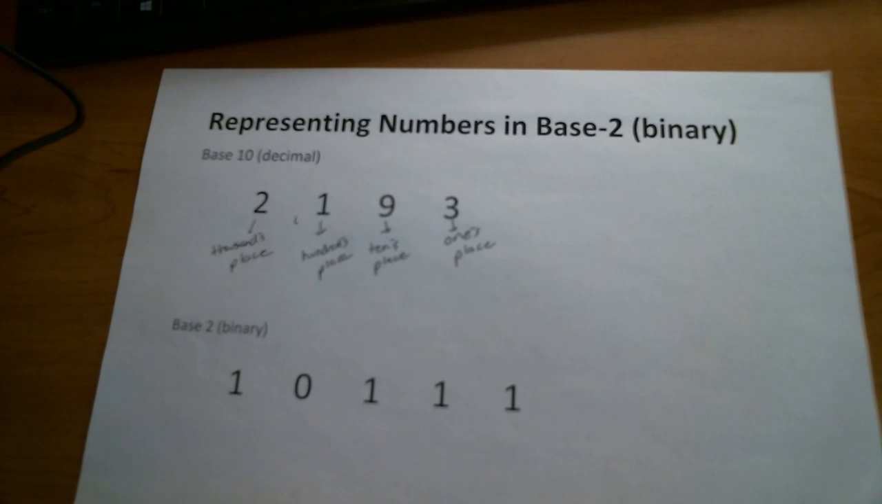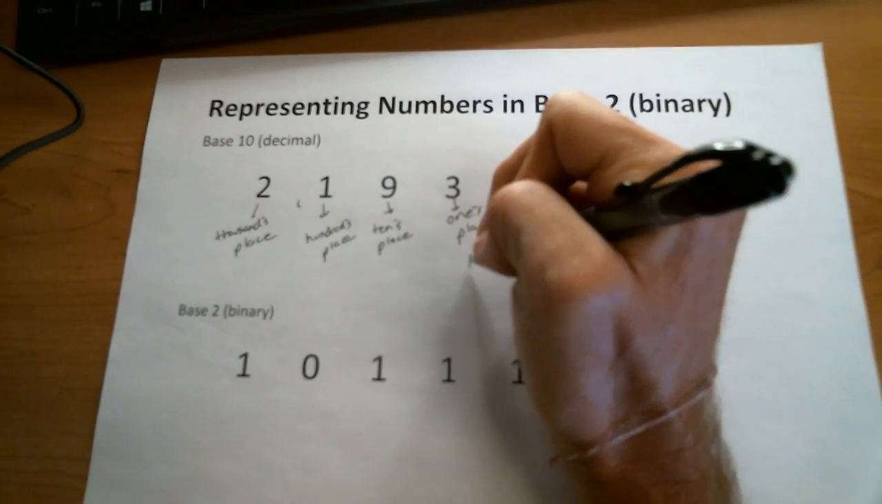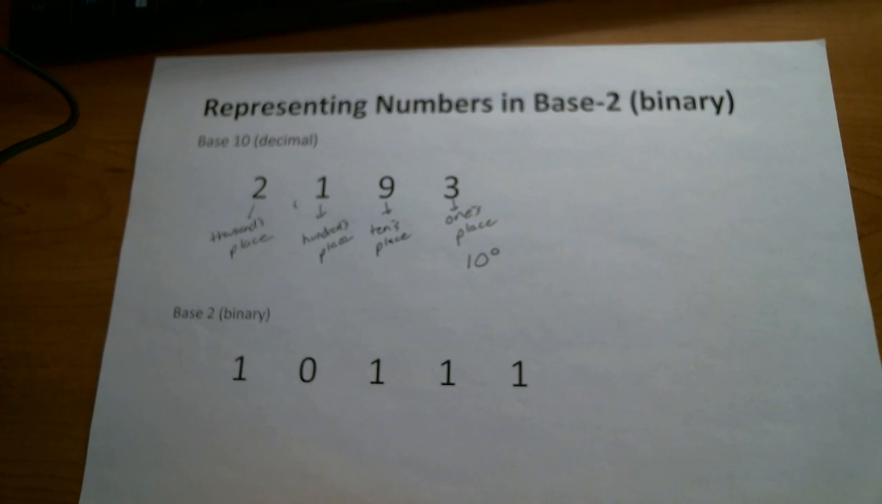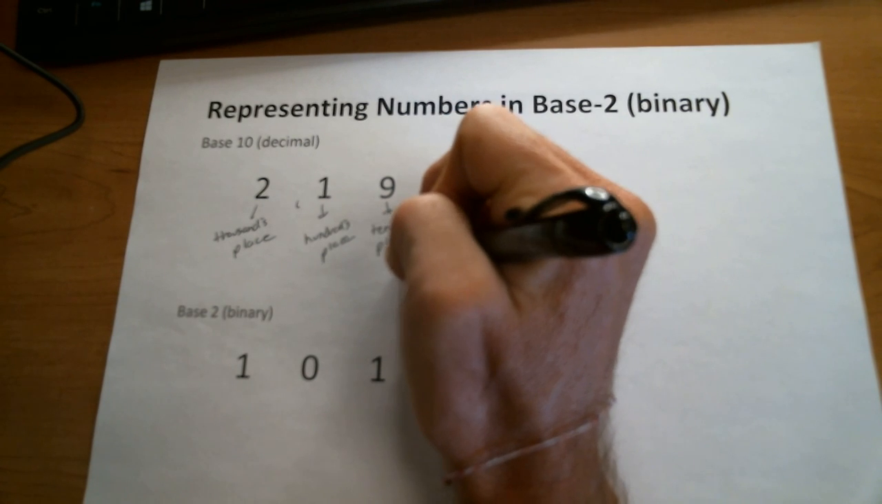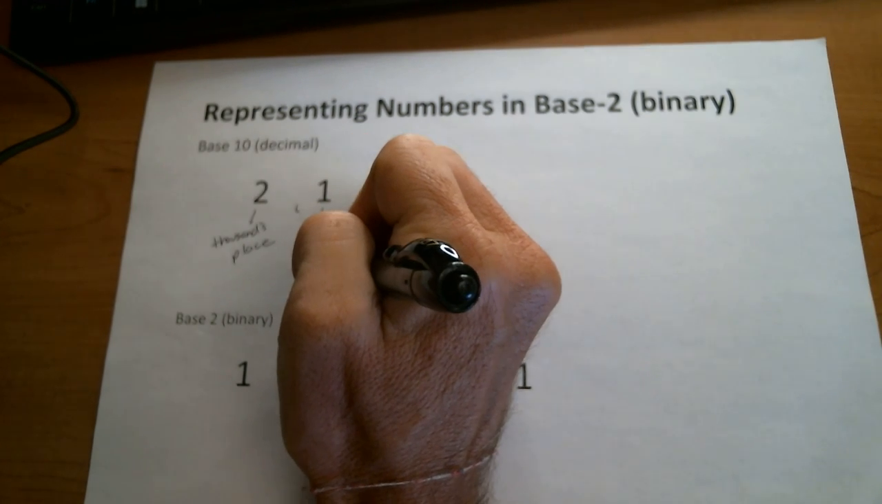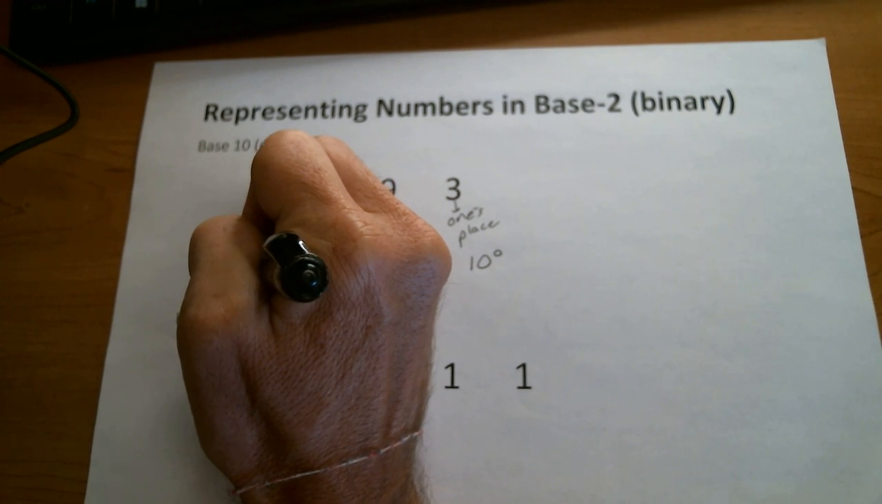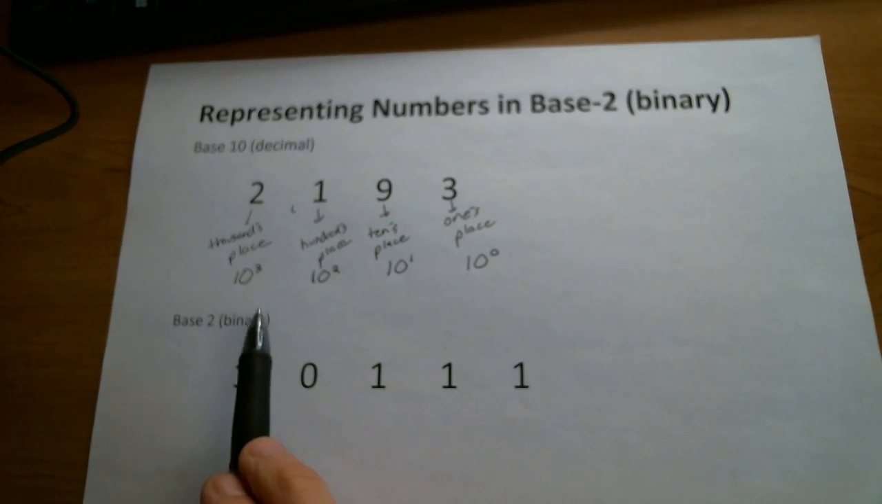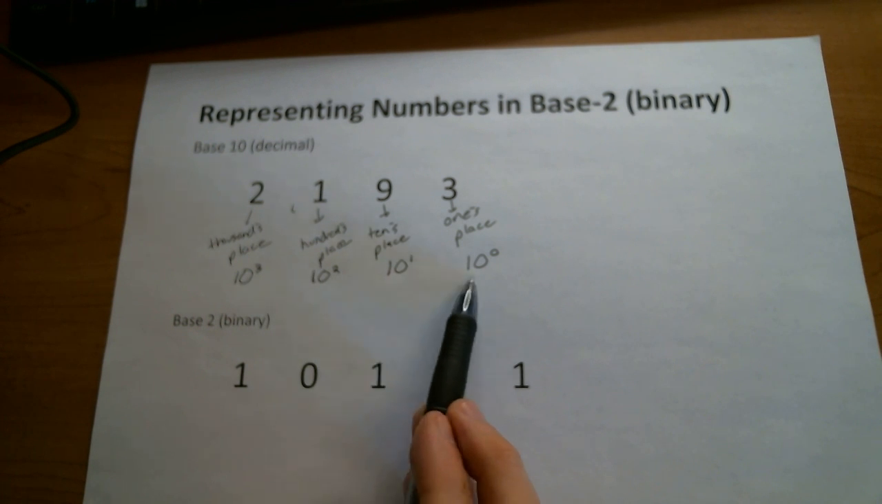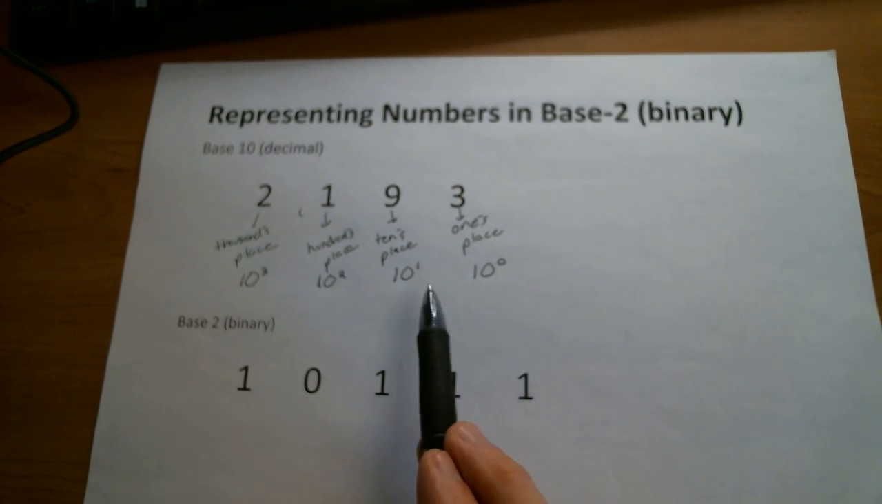What you probably didn't learn in elementary school is that the ones place can really be thought of as 10 to the 0. Anything to the 0 power is 1. The tens place can be thought of as 10 to the 1st. The hundreds place can be thought of as 10 squared, and the thousands place can be thought of as 10 to the 3rd power. Notice the base stays the same, and the base is 10 because it's the base 10 number system. But as you move places, the exponent changes.